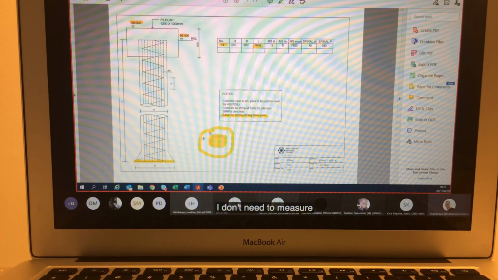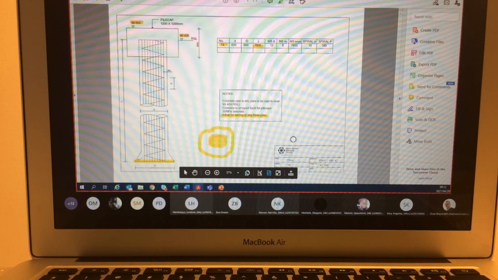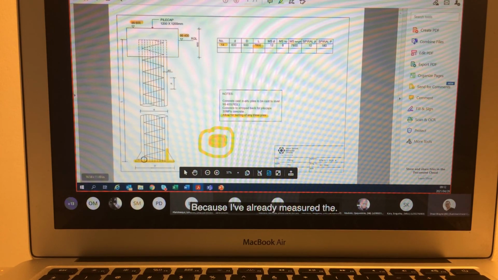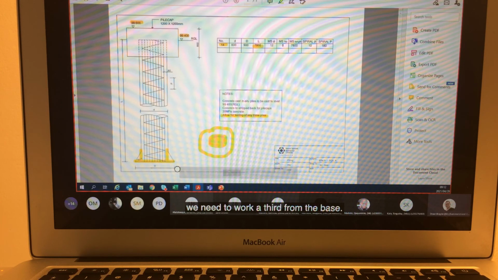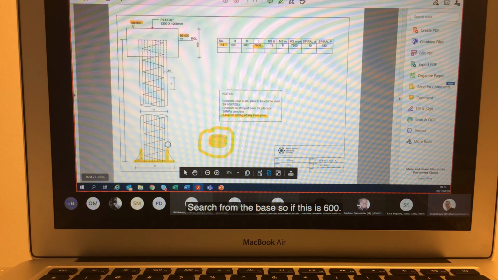I now need to measure everything around there. How do I measure that? The one thing that I can do, because I've already measured there, I now need to measure everything on the outside. And you've learned in third year structures that in order to find the center line of this, we need to work a third from the base. Is that correct? A third from the base. So if this is 600, then it tells me that that is 150 and that is 150. Do you agree with me?